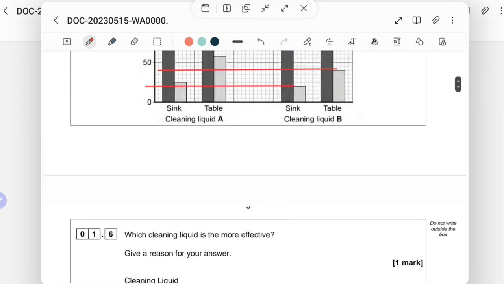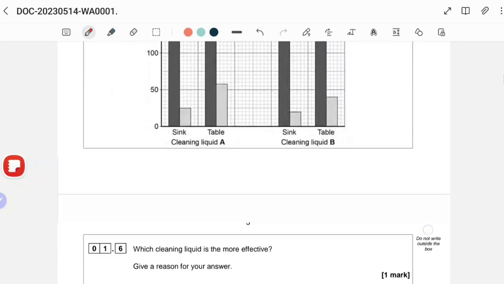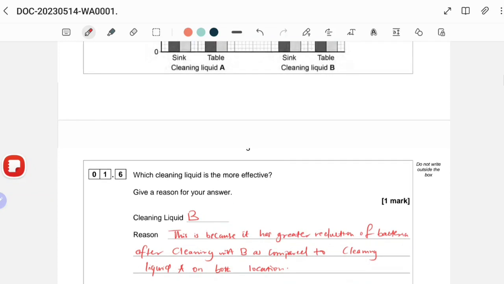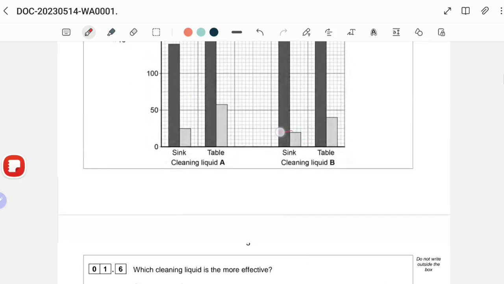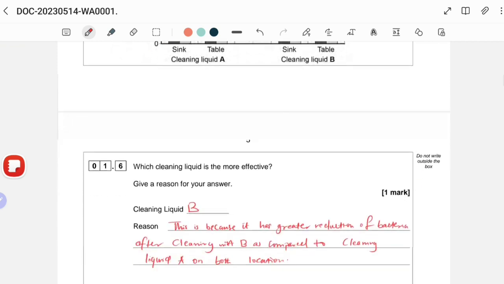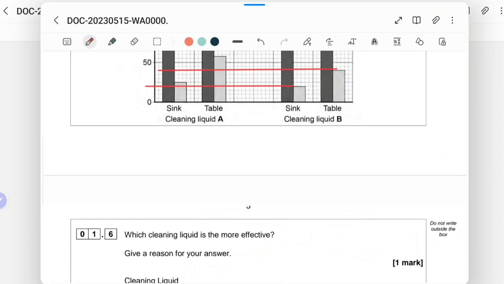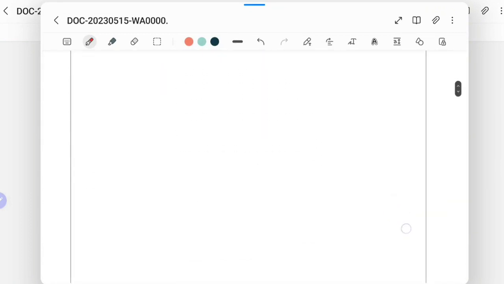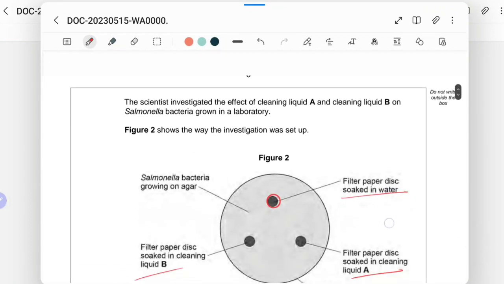So this is the answer here. From what we did, cleaning liquid B is more effective. Like I told you, it's reduced more on the sink, reduced more on the table. So this is because it has greater reduction of bacteria after cleaning with B as compared with cleaning with liquid A on both locations. All right. Take note of the way those answers are stated.